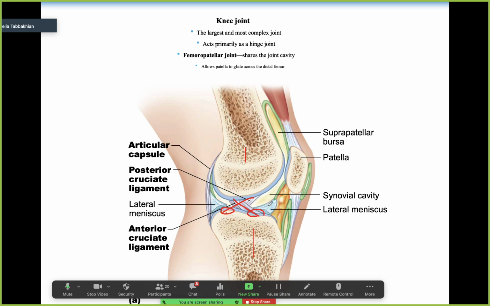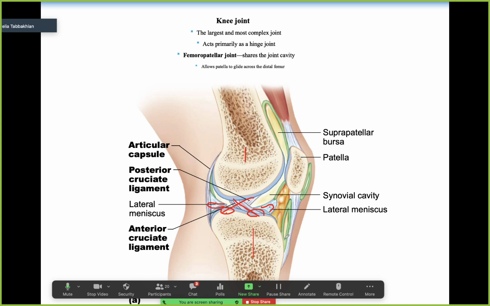Then you see the meniscus here. This is showing you the lateral meniscus. There's also a medial meniscus. This meniscus is like that disc that we saw in the TMJ. It helps two bones fit better onto each other.